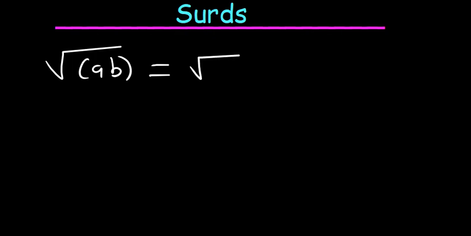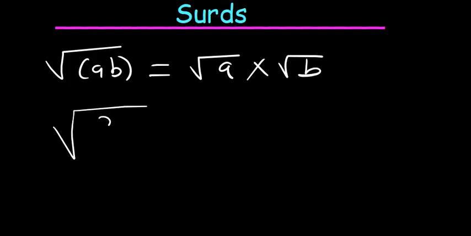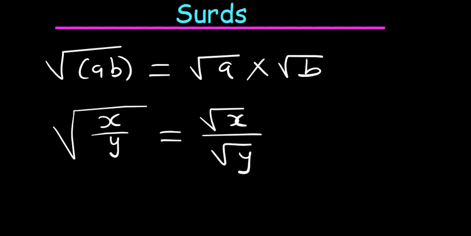Those are surds, and you don't want a surd as a fraction or as a surd in your denominator. We're going to talk about rationalization of surds. Now there are rules to every mathematical concept. If you have the square root of a multiplied by b, you can separate it as the square root of a multiplied by the square root of b. Another expression: if I've got the square root of x over y, this equals the square root of x over the square root of y.